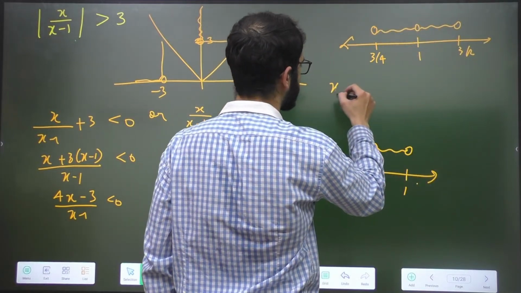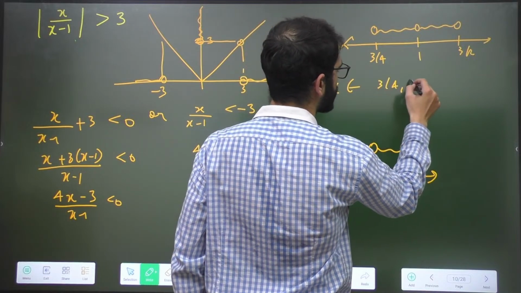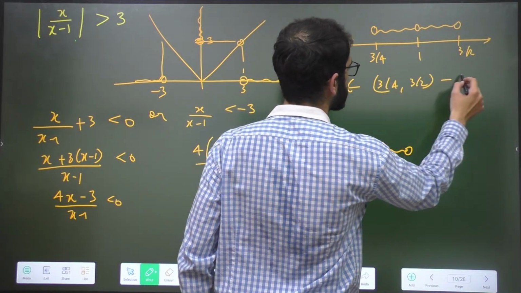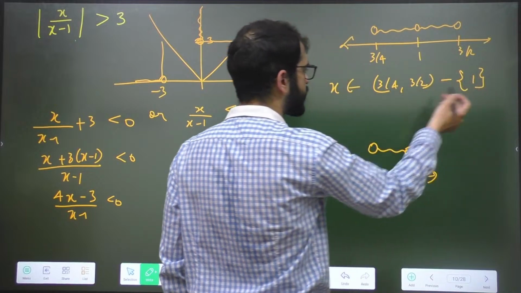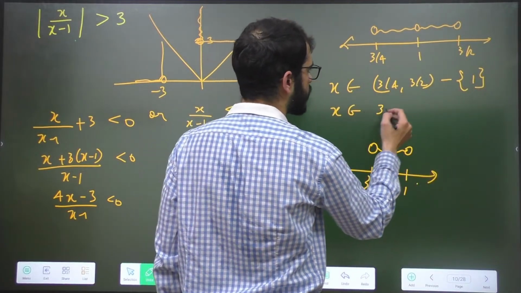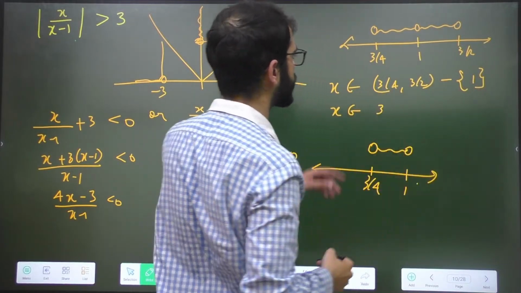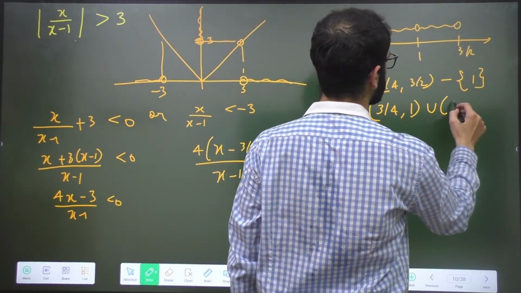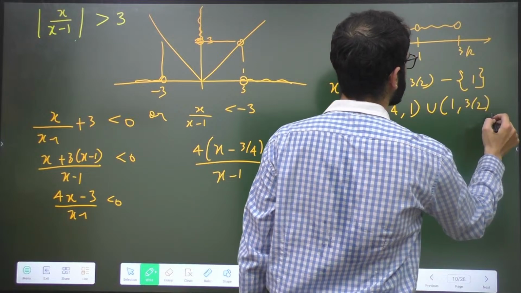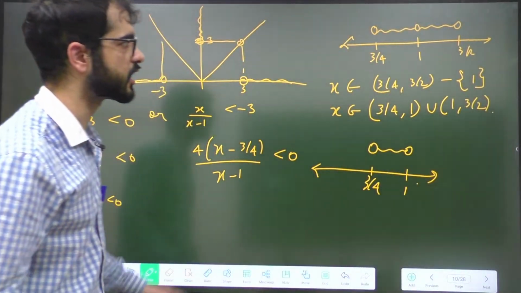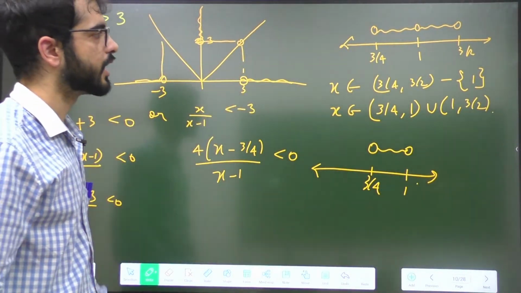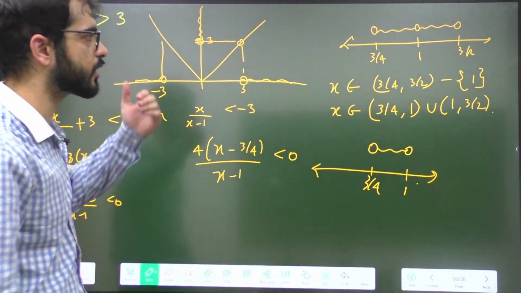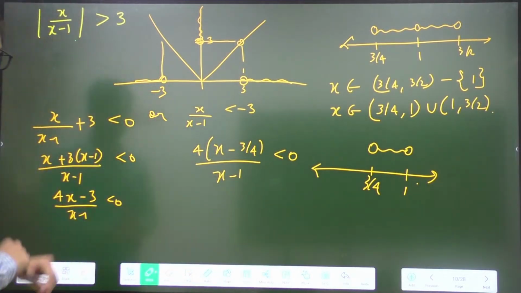So I can write x belongs from 3 by 4 to 3 by 2 open intervals except 1. Other way of writing the same thing is the expression is going to be from 3 by 4 to 1 union 1 to 3 by 2. They both represent the same thing, that is the interval from 3 by 4 to 3 by 2 excluding the extremities and also excluding 1. I hope that's clear.